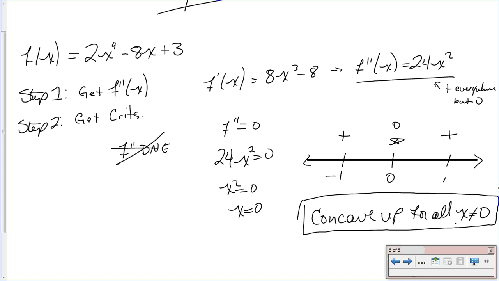You put your criticals on a number line, test a number in each interval, so to speak. And if that interval is negative, it's concave down. If it's positive, it is concave up. If it comes out to 0, it's neither concave up nor concave down, because 0 is neither positive nor negative.